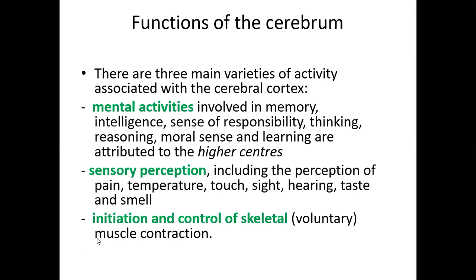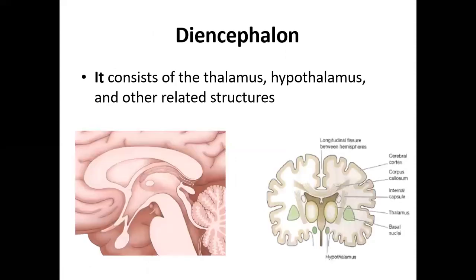So there are mental activities without any sensory or motor perceptions. Then there are sensory perceptions of different types, pain, temperature, everything. Then there are motor functions, muscle contraction and other things. So all these are some of the important functions of the cerebrum.